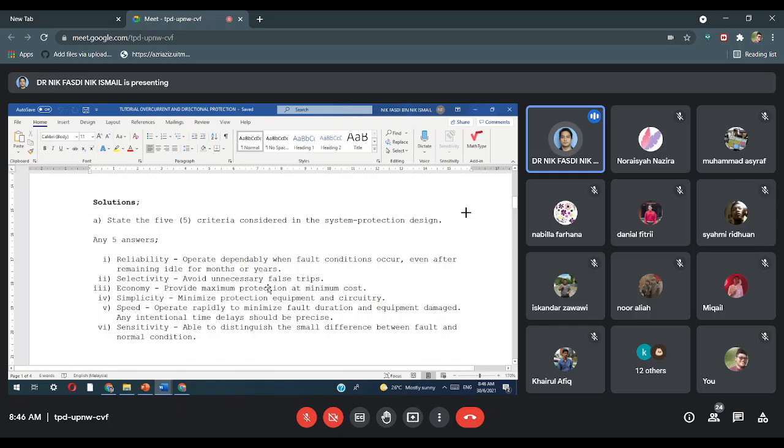Economy: provide maximum protection at minimum cost. Of course, considering the price, you can protect with the lower cost condition. Simplicity: minimize protection equipment and secondary. Speed: try to operate at a high speed in order to minimize the damage to the equipment. So any intentional time delay should be persist. Some of the settings have a delay, but the delay must be exact. Okay, and the last one is sensitivity: able to distinguish the small difference between fault and normal condition.